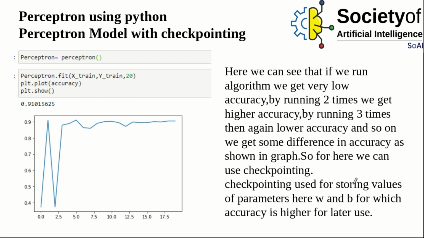Checkpointing is used for storing the values of the parameters W and B for which accuracy is higher, for later use. Basically what we do in checkpointing is, as we can see here, accuracy went high and then it went low again. So we will be storing these values of W and B where the accuracy was high, so that even if in the next epoch the accuracy goes low, we can use these values of W and B, which yield a higher accuracy.